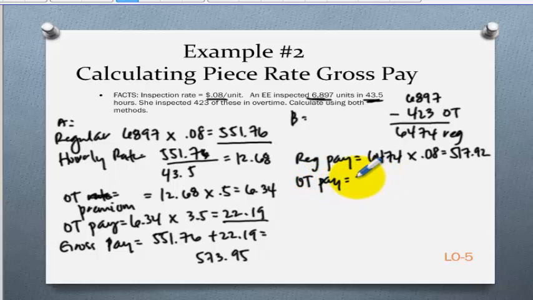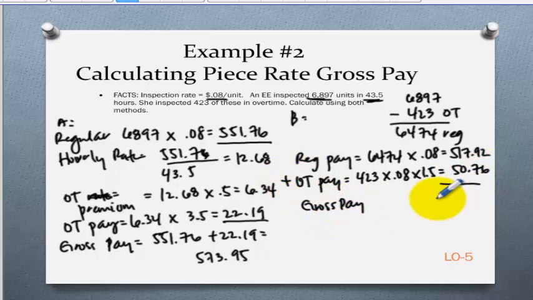And then I've got my overtime. How many did I make in overtime? 423. I still get 8 cents, but I get 1.5 times that 8 cents. So that'd be 50.76. So my gross pay, I'm going to add those two together, and I get 568.68.